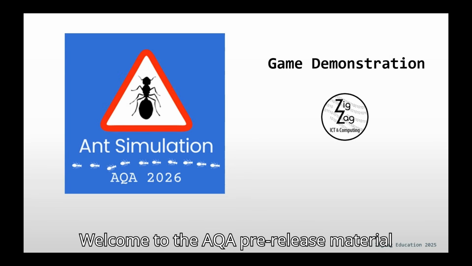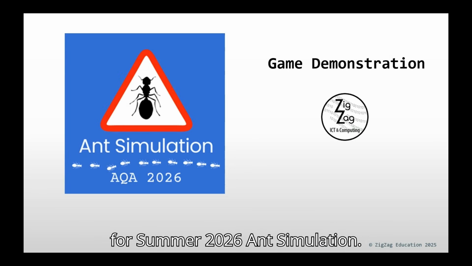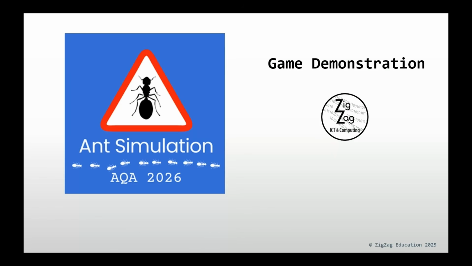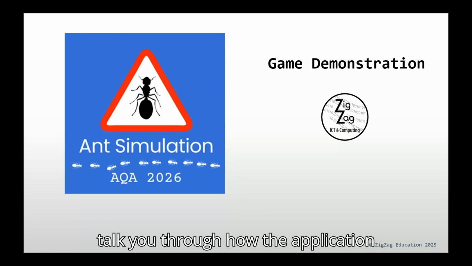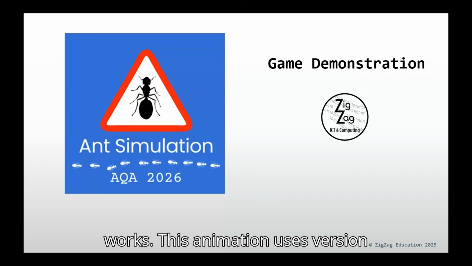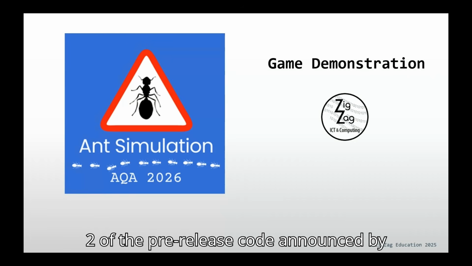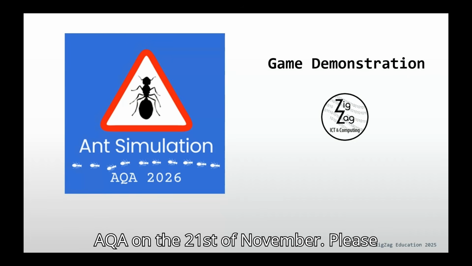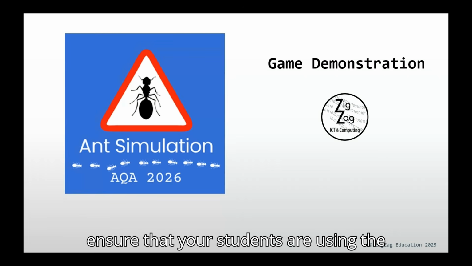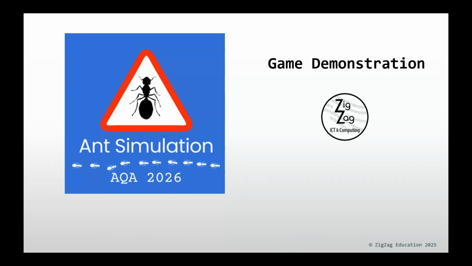Welcome to the AQA pre-release material for summer 2026, Ant Simulation. The objective of this animation is to talk you through how the application works. This animation uses version 2 of the pre-release code announced by AQA on the 21st of November. Please ensure that your students are using the correct version of the pre-release code.